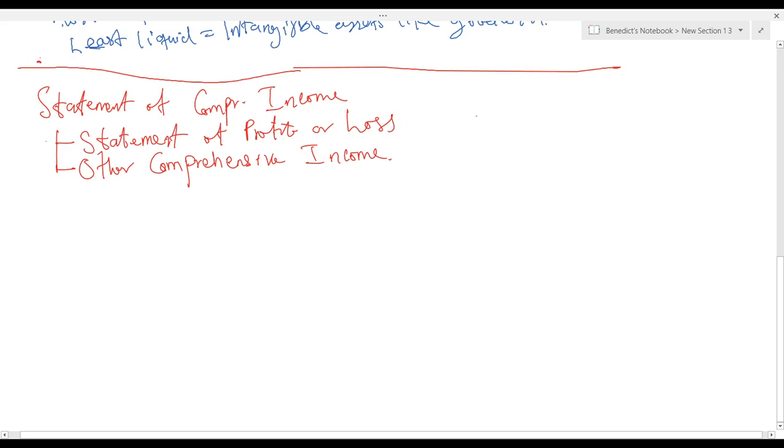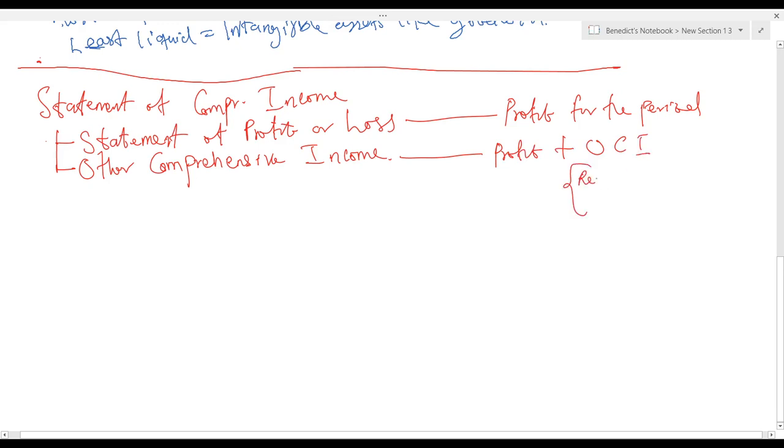Now, the first section, profit or loss, ends at profit for the period. The other section takes profit from the period and adds other comprehensive income, which could include things like revaluation gain. And then the result is total comprehensive income.